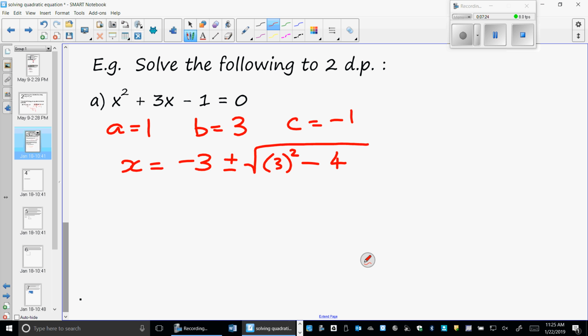Minus 4. Now when we've got 4AC, what does that mean is happening to those numbers? They're being multiplied. 4 is always there in the formula. A is 1 and C is negative 1. Over 2 multiplied by A. So all I've done is substitute in these A, B, and C into my formula as it's shown above.